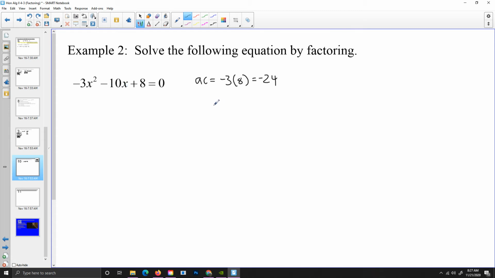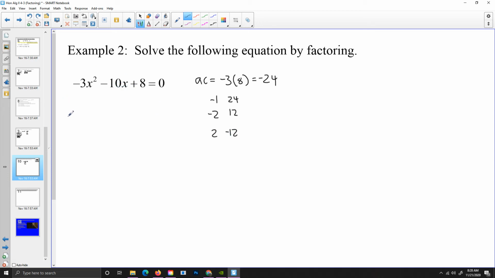So let's start with -1 times 24. -1 times 24 is -24, but the sum of -1 and 24 is 23. That doesn't work. The next factor pair, -2 times 12, is -24, but when I add these two, -2 plus 12, I get +10. Now I want to stop here because I can see that I've got the 10 part. All I have to do is switch the signs. And so if I go 2 times -12, I get the -24, and then 2 plus -12 gives me the -10 that I have here.